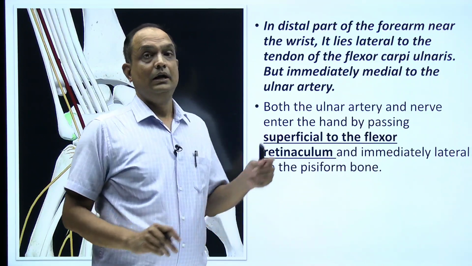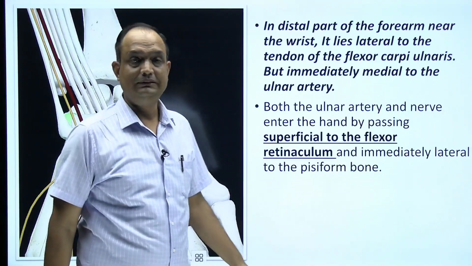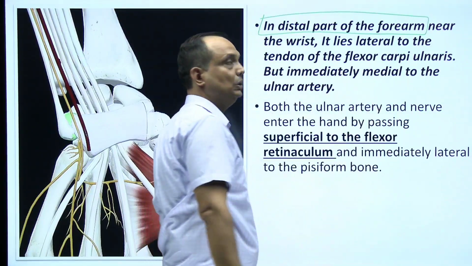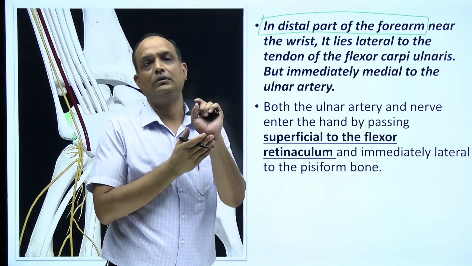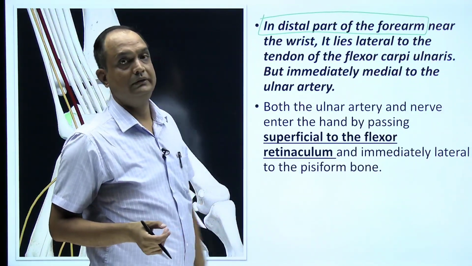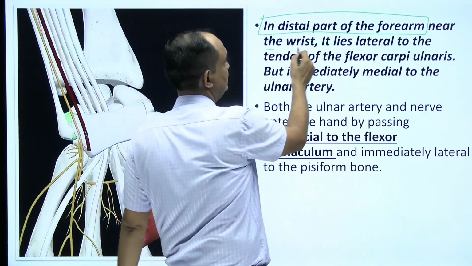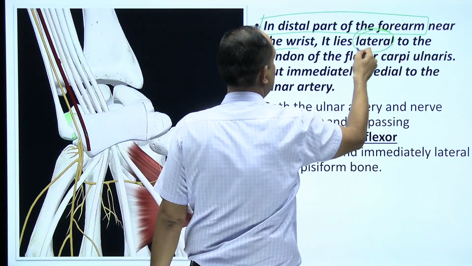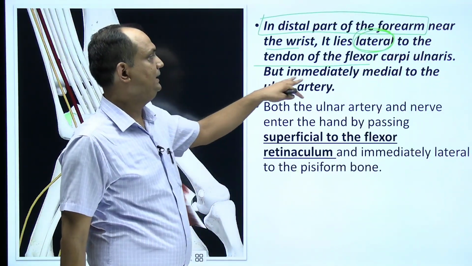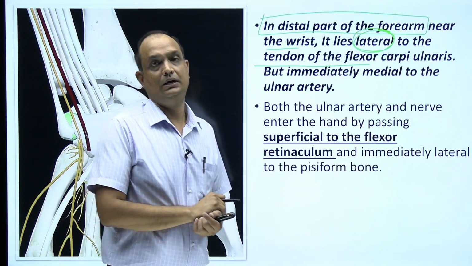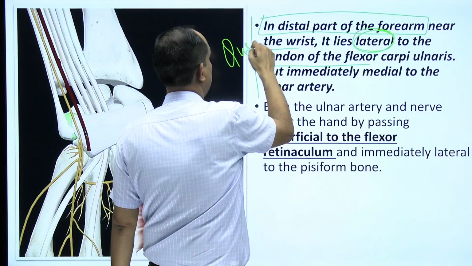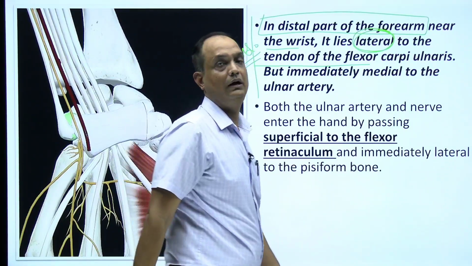Now, in the distal part of the forearm, this becomes a question for your exam. What are the relations in the lower part, or you can say the distal part or lower one third of the forearm? So, when you see the distal or lower one third of the forearm near the wrist, it lies lateral to the tendon of flexor carpi ulnaris, but immediately medial to the ulnar artery. This is a very important question for your exam about the relation of the ulnar nerve.